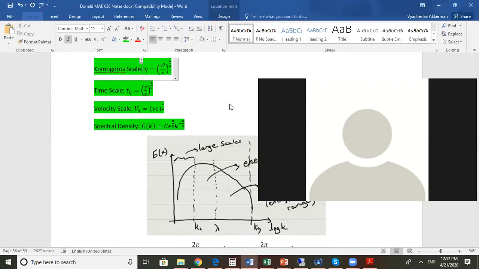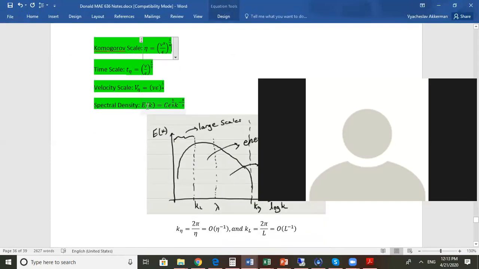And that is how it looks. So that's what he demonstrated: your E of K, the spectral density that you just derived in Fourier space, looks like this. It depends on dissipation to the 2 over 3 power, and it behaves like K to the minus 5 over 3. Here is the dependence. And that's why we wrote it in logarithmic scale.